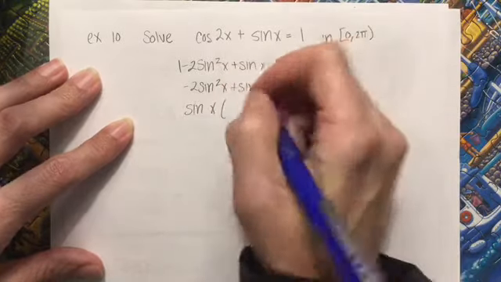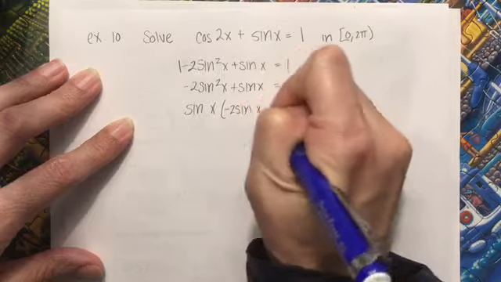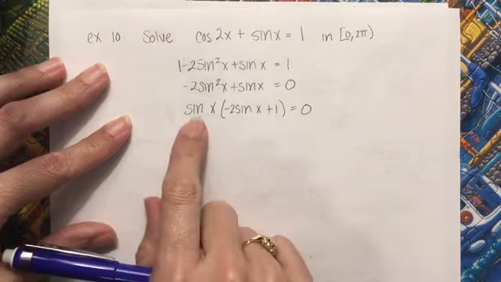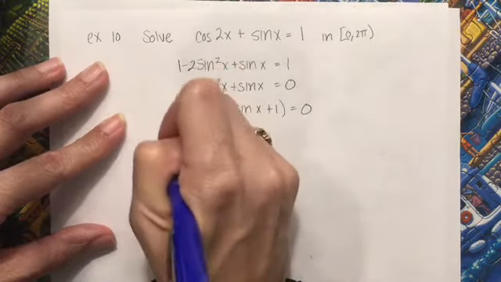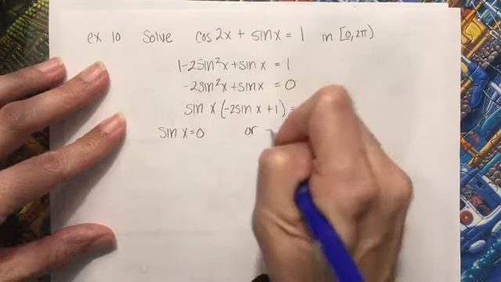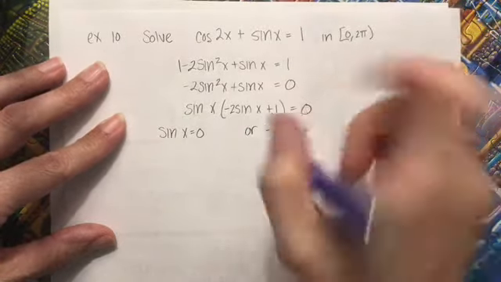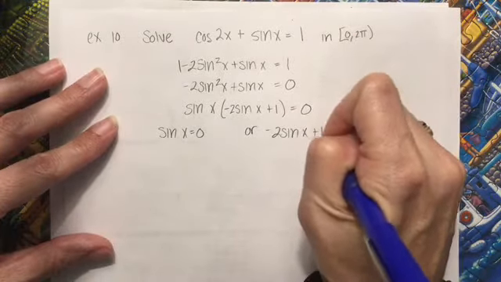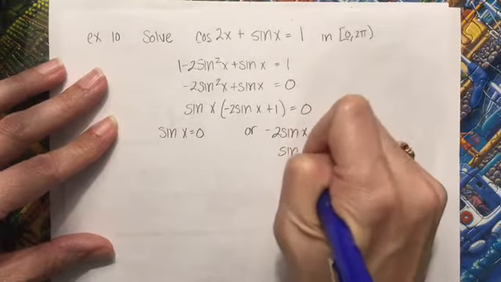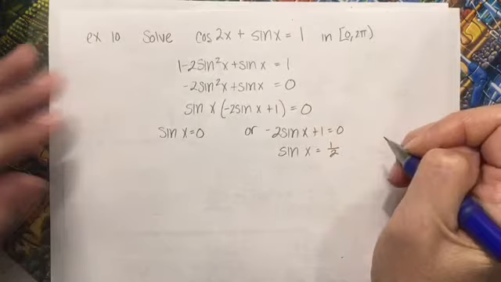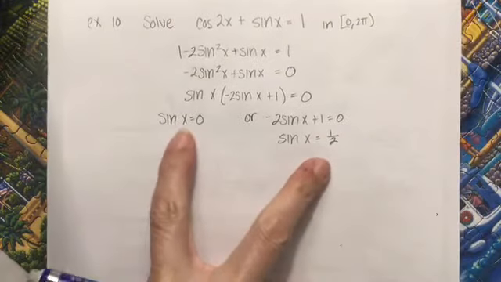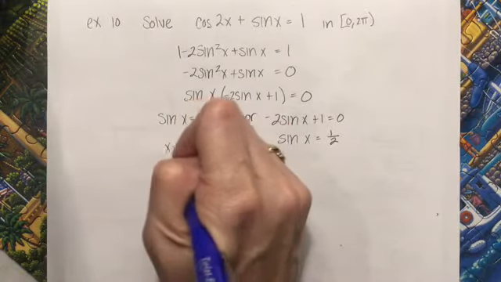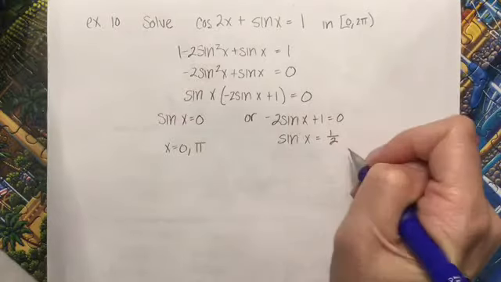That's going to leave us with sine x times negative 2 sine x plus 1 equals 0. And then from there we can solve. So we're looking for the places where sine of x equals 0 or negative 2 sine x plus 1 equals 0. Sometimes I forget to put the x on there. So that means sine x equals 1/2. Now we're looking for all the places where sine is 0 or 1/2. Sine is 0 at 0 and pi.